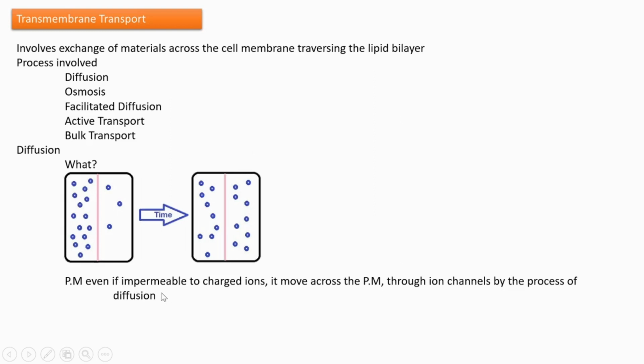The plasma membrane is impermeable to charged ions, but they still move across the plasma membrane. How? Even if the plasma membrane is impermeable to charged ions, they are moving. It is through ion channels by the process of diffusion. Certain ion channels will be there, and through those channels ions move according to their concentration gradient.